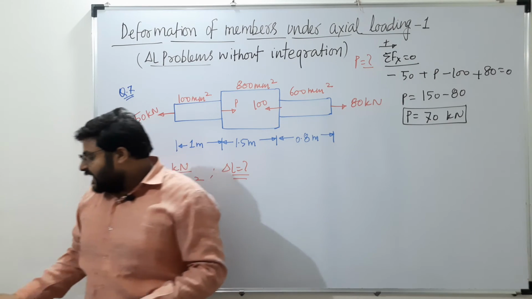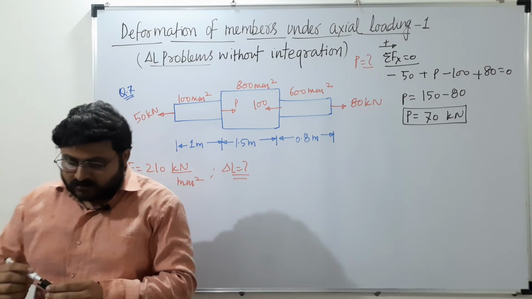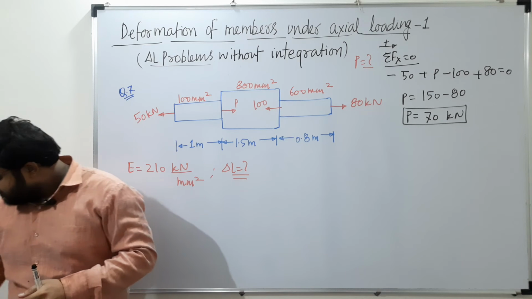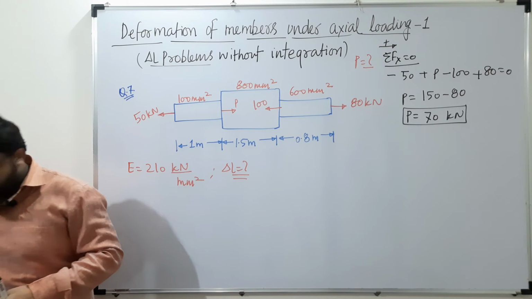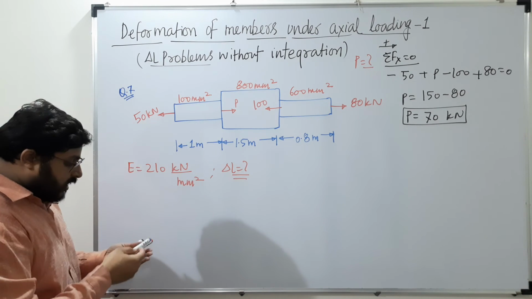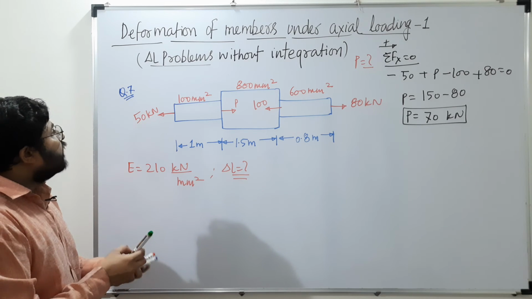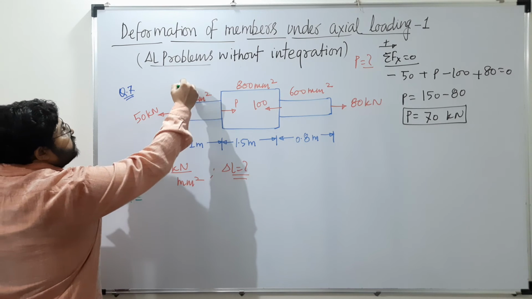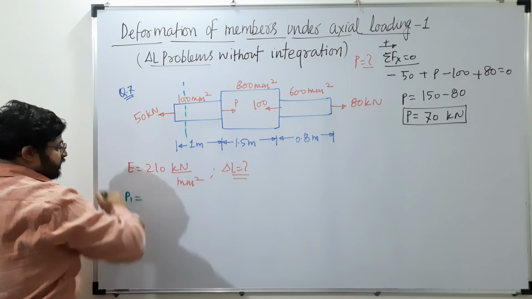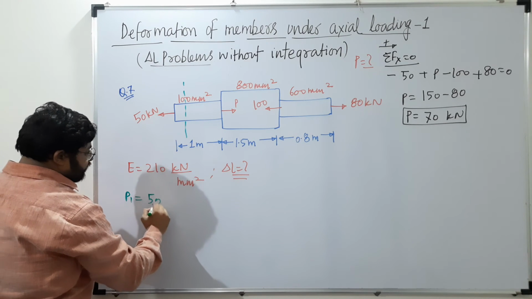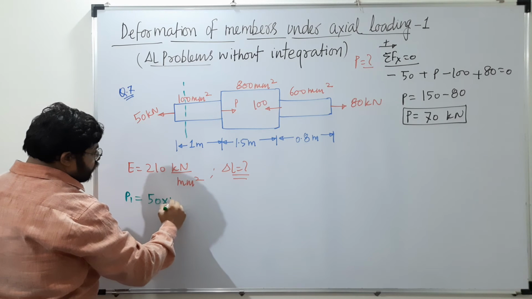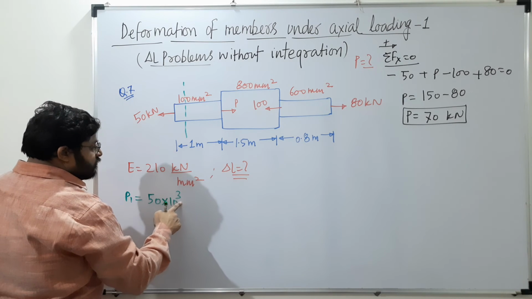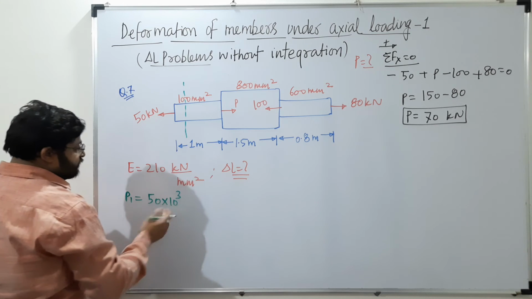So the delta L calculation will involve the use of, again I will write it here. What is the value of P1? So just cut a section, 50 kilonewton tensile. So you will write, sir, this is 50. Now kilonewton means into 10 to the power 3, tensile. So that is positive. That's it, Newton.